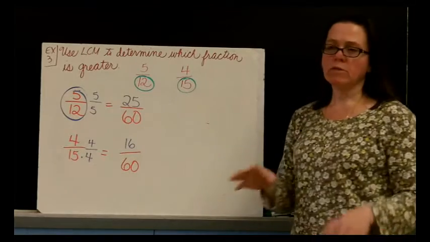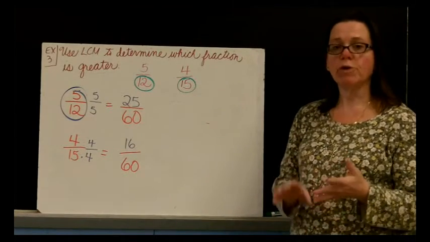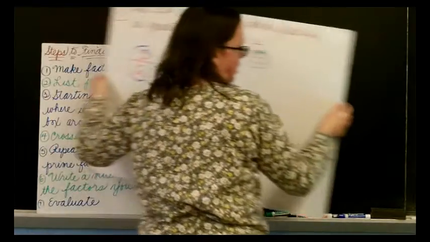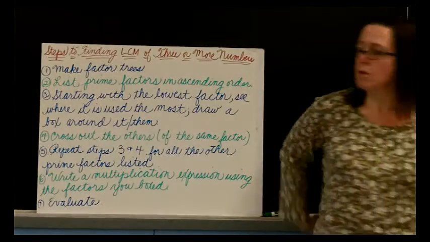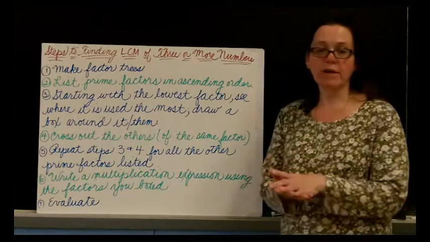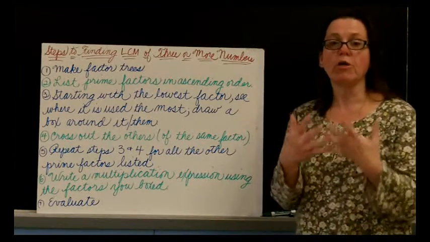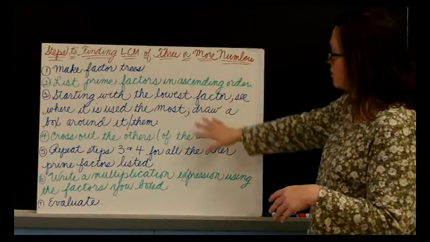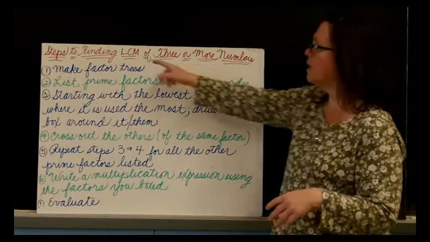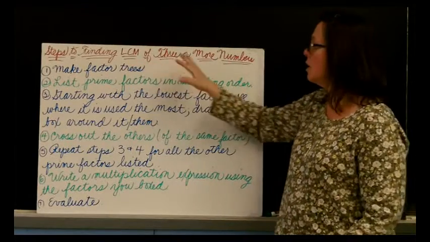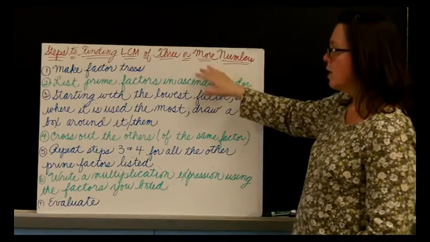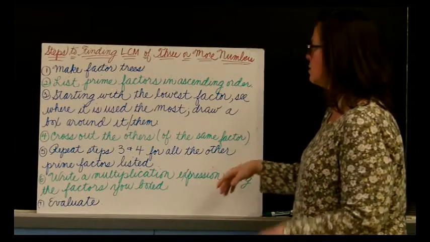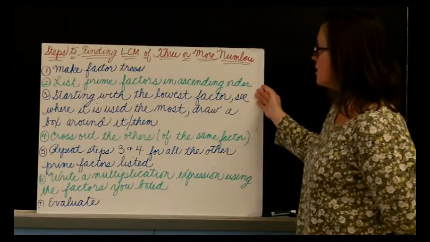Now, before we go on to our fourth example, here is that second set of steps that I mentioned a few minutes ago. Because in our fourth and final example, we are going to be comparing 3 numbers, and the rules are somewhat different. Here the title is Steps to Finding the LCM, the least common multiple, of 3 or more numbers. And the first several steps are exactly the same. You're going to make your factor trees. You'll list your prime factors in ascending order.